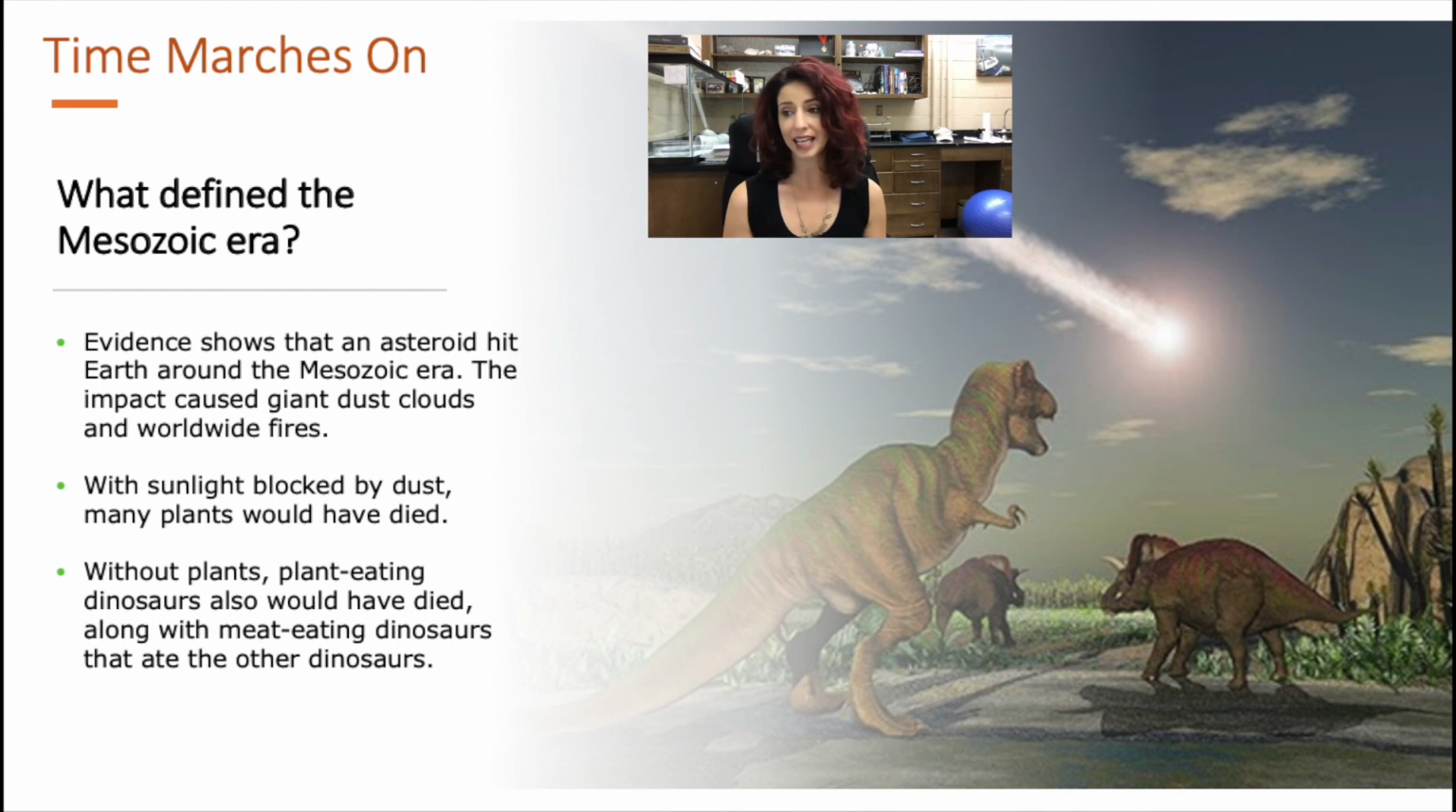So without plants, plant-eating dinosaurs would have died. They would have succumbed to the pressure of not having enough food. And of course, meat-eating dinosaurs that ate other dinosaurs wouldn't have their food source either. So that defines the Mesozoic era.